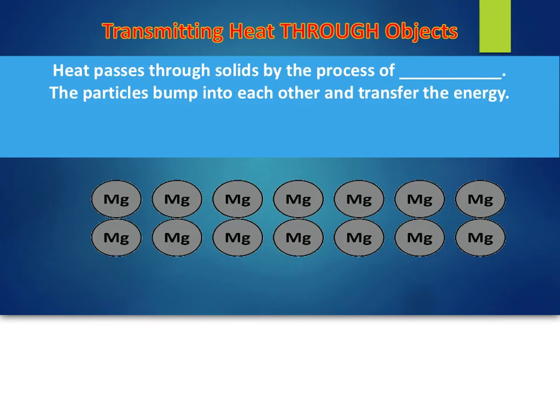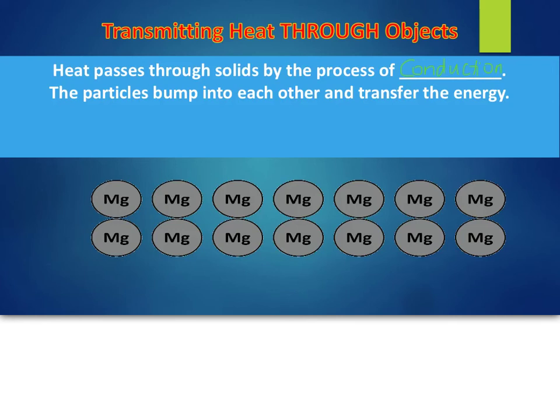So to complete this lesson, we're going to briefly review transmitting heat through objects. Now, you've done this before. You've done this in middle school, you've done this in elementary, and you know this stuff, but you may have forgotten it. Remember, there are 3 methods of heat transfer. Alright, and we're going to review these now. So whenever heat passes through a solid, it does so by the process of conduction.